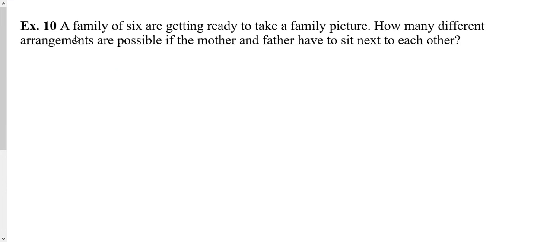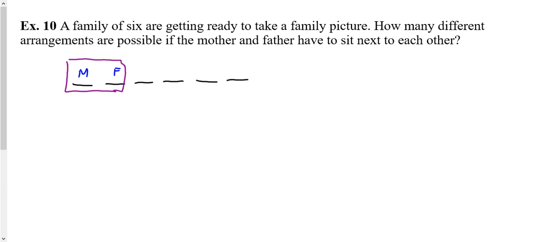In this next example, example number 10, we have a family of 6 getting ready to take a family picture. How many different arrangements are possible if the mother and father have to sit next to each other? Well, if you have a family of 6, I'm just going to do a variation of FCP here: 1, 2, 3, 4, 5, 6. The mother and father have to sit next to each other, so this one could be mother, this one could be father, right next to each other. I'm going to put a box around it because that is a very specific condition. They have to be next to each other.